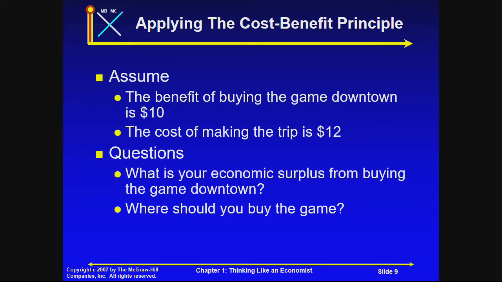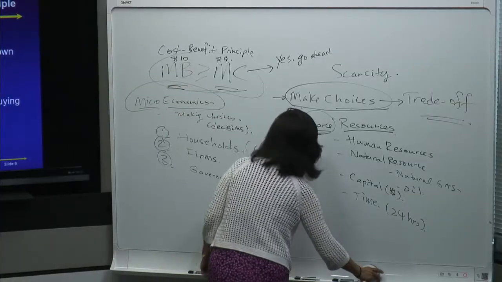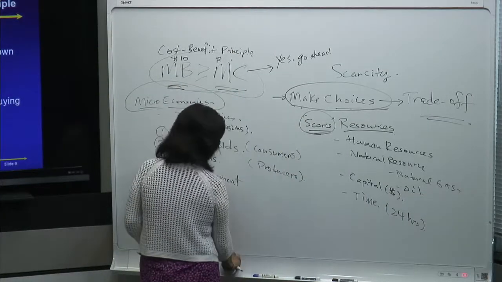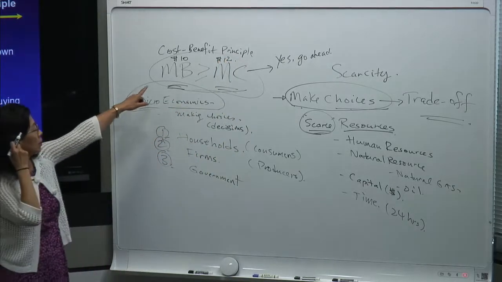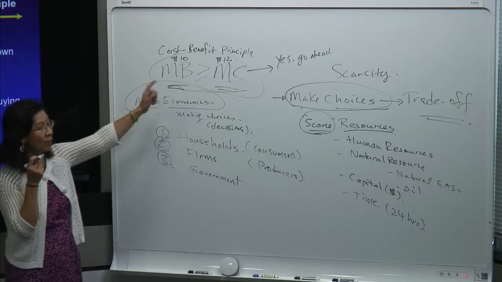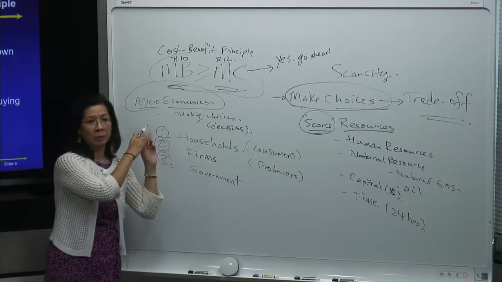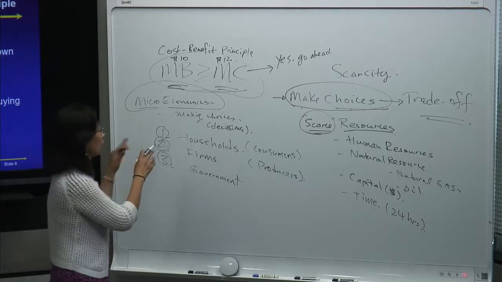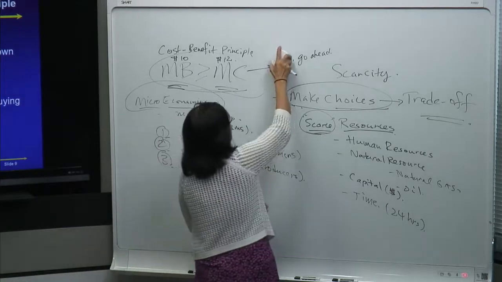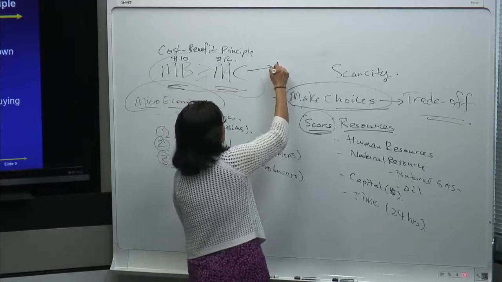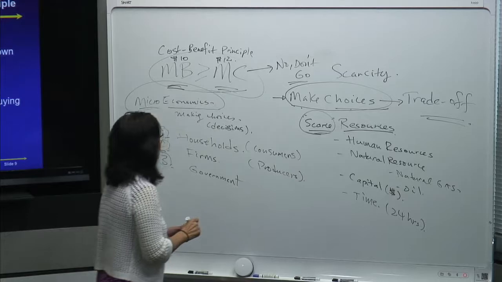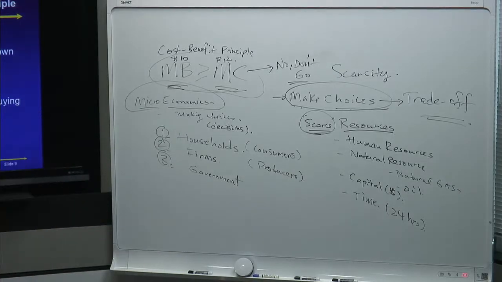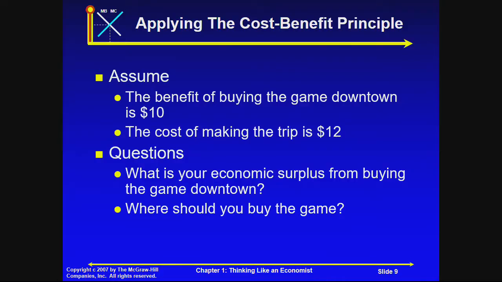so if the cost of making the trip is instead of $9, it's now $12, you have a problem now. Because then your marginal benefit is actually less than marginal cost. So in other words, this principle is being violated, so then the answer to that would be no, don't go. So it seems like it all depends on that marginal benefit and marginal cost. How do you quantify that? How do you value it?